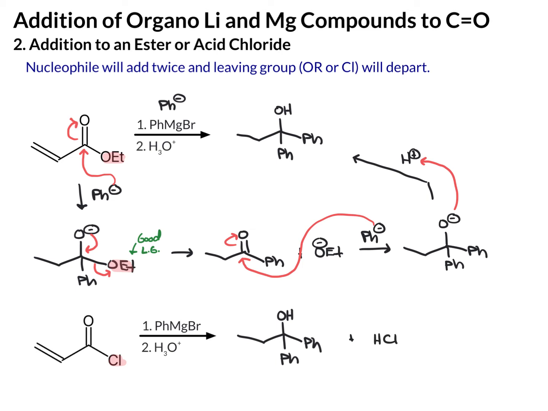The same way, if we want to write it up here, OEt minus, when you add acid to the reaction flask, it'll protonate any oxygens. So this one, it'll protonate the ethoxide to give you ethanol.